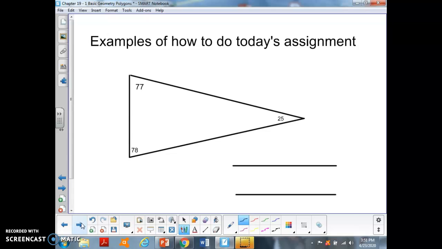Going on, examples then of how we're doing today's assignment. Here is a triangle. Can we classify it? Keep your book open to page 458. You're going to need that book open all through your assignment. I'm looking at this and I see measurements of 78, 77, 25. All three are different measurements. That means all three sides are different. If all three sides are different, we're going to classify it as scalene. So I write that on the line. All three sides different.